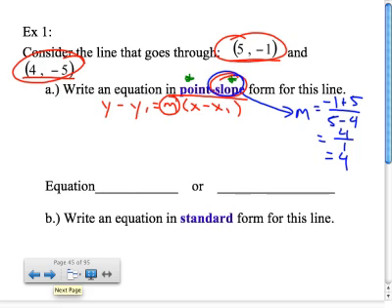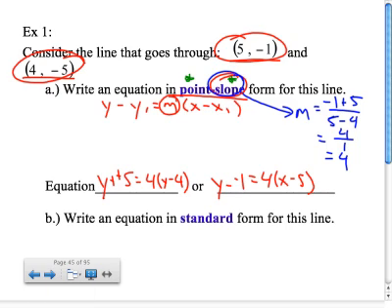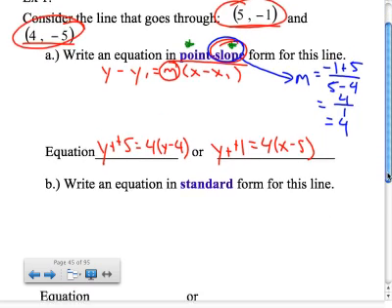So you could write y minus -5 equals 4 times (x minus 4), and this would just be y plus 5. Or you could write y minus -1 equals 4 times (x minus 5), and that would really just be y plus 1. So both of those equations represent the same line and would be acceptable here.